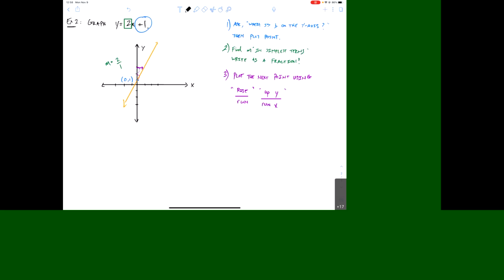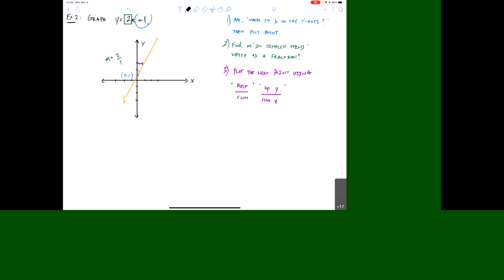So let's do example 3. I'm going to scroll up just a touch. Actually, no, I'll leave this here so people can see. So here's example 3. I'm going to write just graph, but obviously I want you to graph slope-intercept style, right? So graph y equals negative 2/3 x minus 1. Okay? So what do we do? Well, we graph, right?